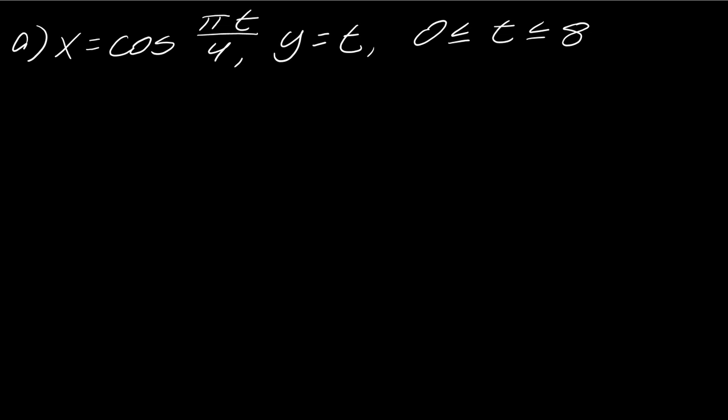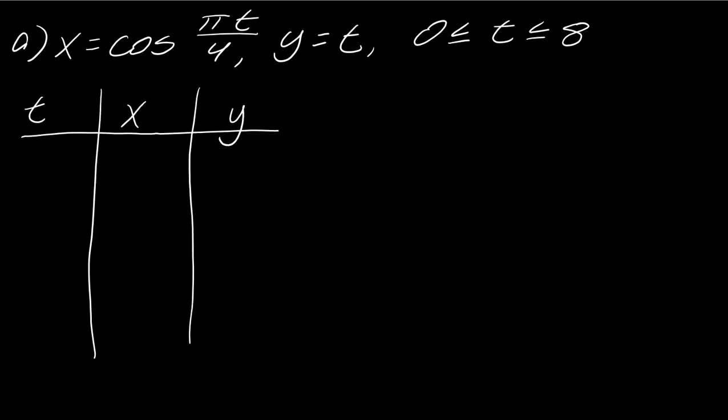Let's start with x equals cosine of pi t over 4 and y equals t, where t is between 0 and 8. If you think about how you would try to graph this, you can see that there are three pieces of information that you need. Your input is the t, and now you have two outputs, x and y. So we can make a table of values just like we would back in the good old days of algebra. I can just have a table now of t, x, and y.